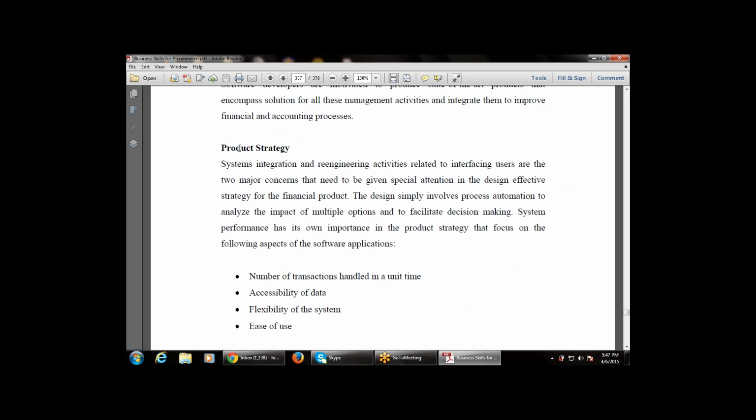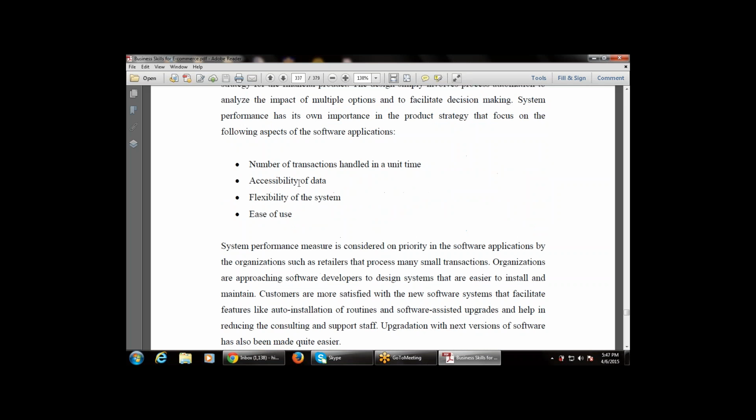Now, what is a product strategy? There is also software that is used for product strategy. So what are the various applications in which a product strategy is used? The number of transactions handled in a unit time, accessibility of data, flexibility of the system, ease of use.